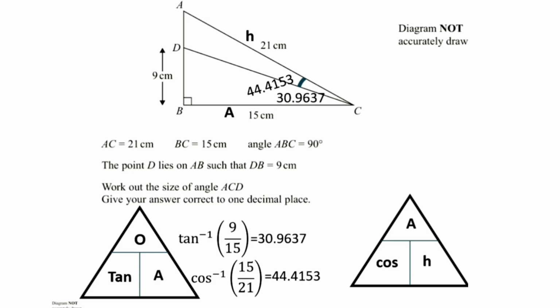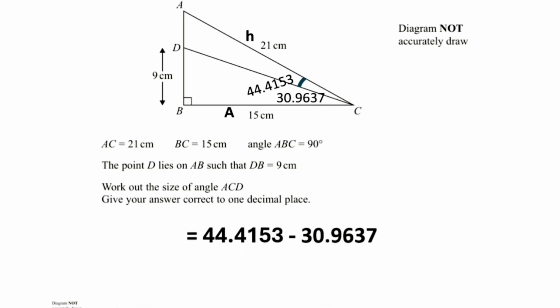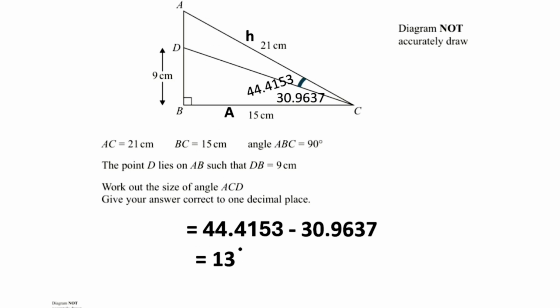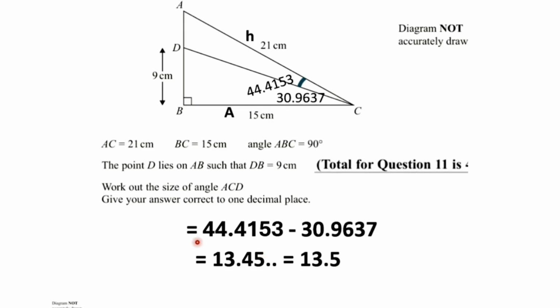Now, to find the angle we are looking for, we'll just do 44 minus 30, and that gives you 13.45. Now, the question says to one decimal place. That's why the answer is just 13.5. This is a 4 marks GCSE question.